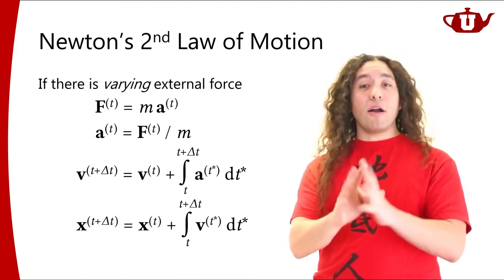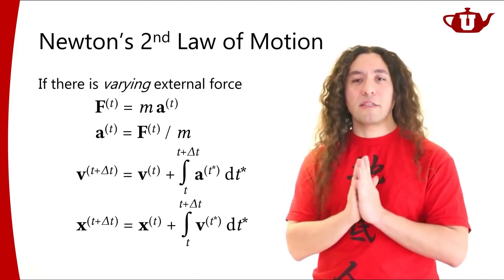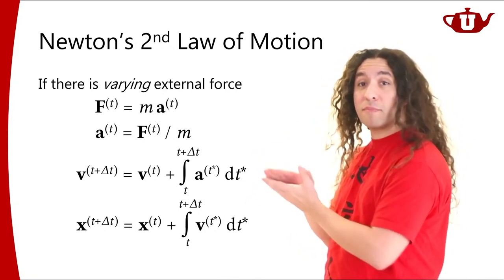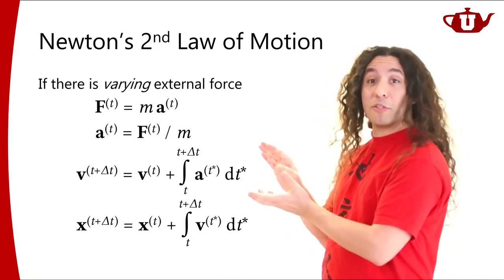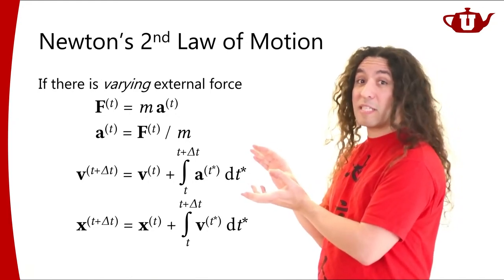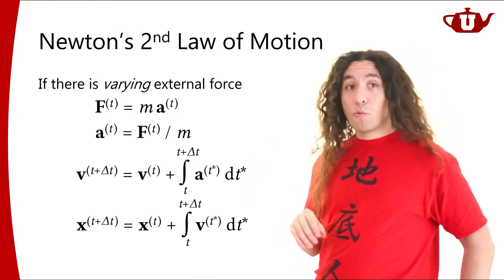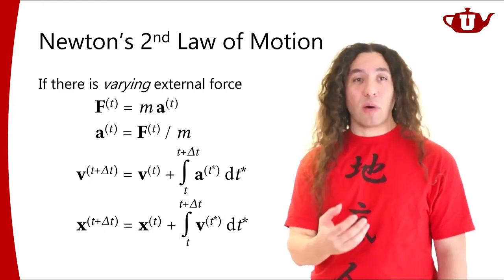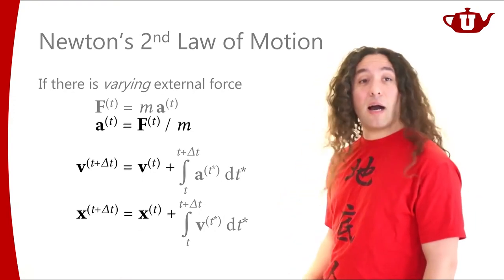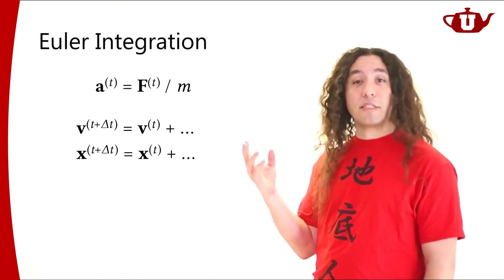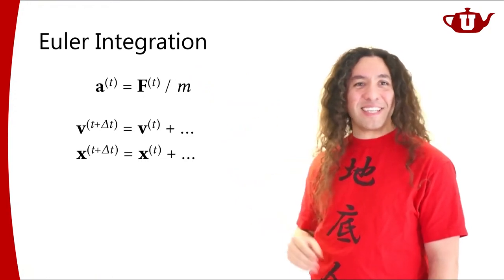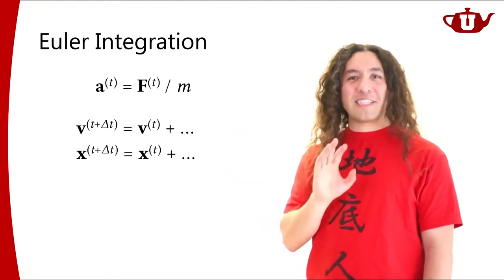Now, there are a whole bunch of different numerical integration techniques for estimating this integral as accurately as possible and as efficiently as possible too. So this can be very, very expensive to compute. So what we're going to talk about is going to be the easiest one of them all. Euler integration is known as the easiest integration technique. And it's very, very simple.